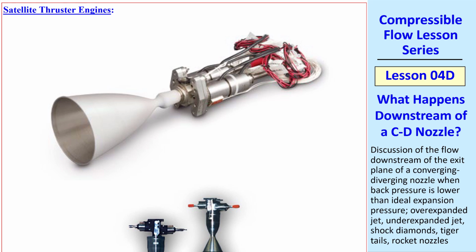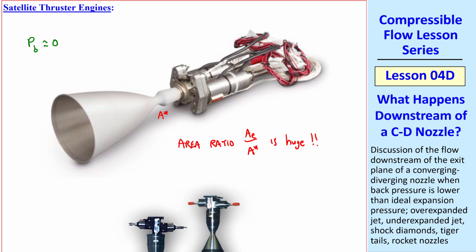When you get into outer space, where you have satellites, the back pressure is nearly zero. In other words, near a total vacuum. So the area ratio, AE over A star, is huge, as you can see here. This would be our A star, and this would be our AE.